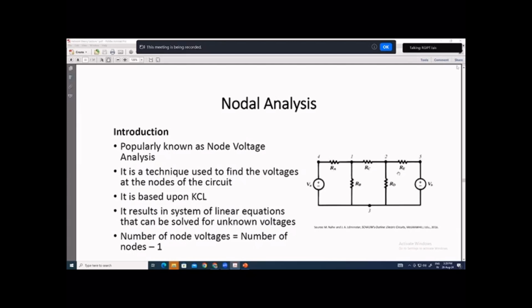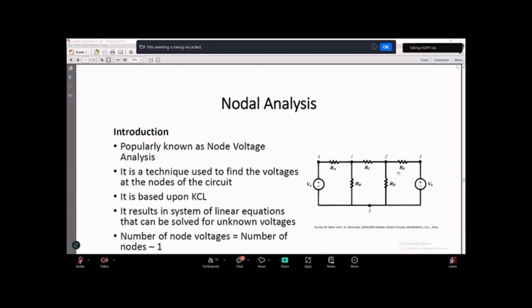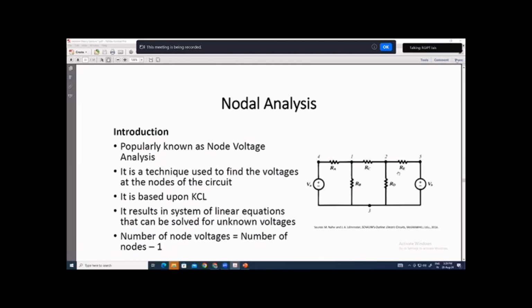Next is nodal analysis. Now in mesh analysis, what was the first step? The first step was to identify the number of meshes. Whether you have done it correctly or not, you can verify by using the formula we have derived, number of branches minus number of nodes plus 1. Next, you assign one unknown current to each mesh. For mesh 1 you assign I1, for mesh 2 you assign I2, and in this way you identify all the meshes in the clockwise direction.